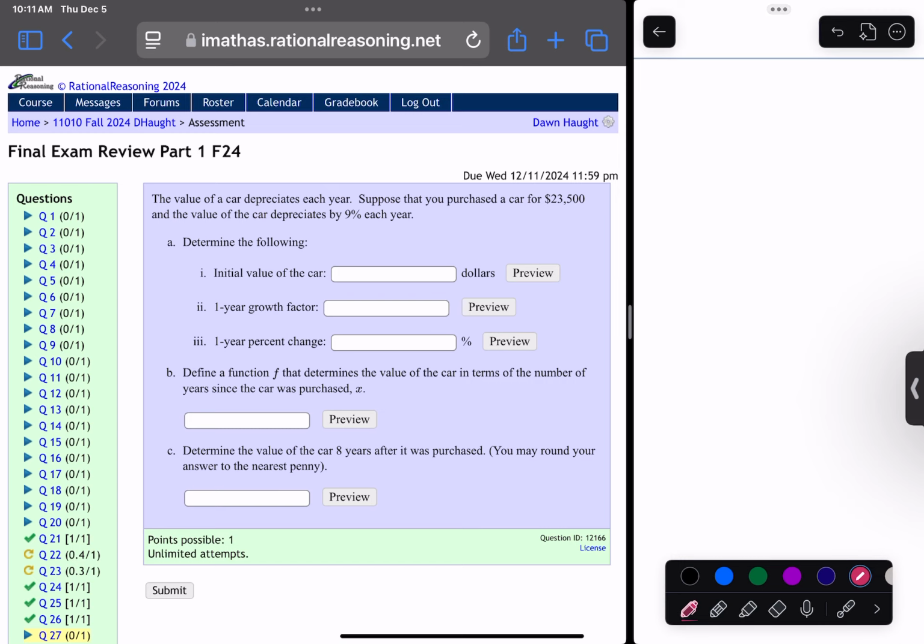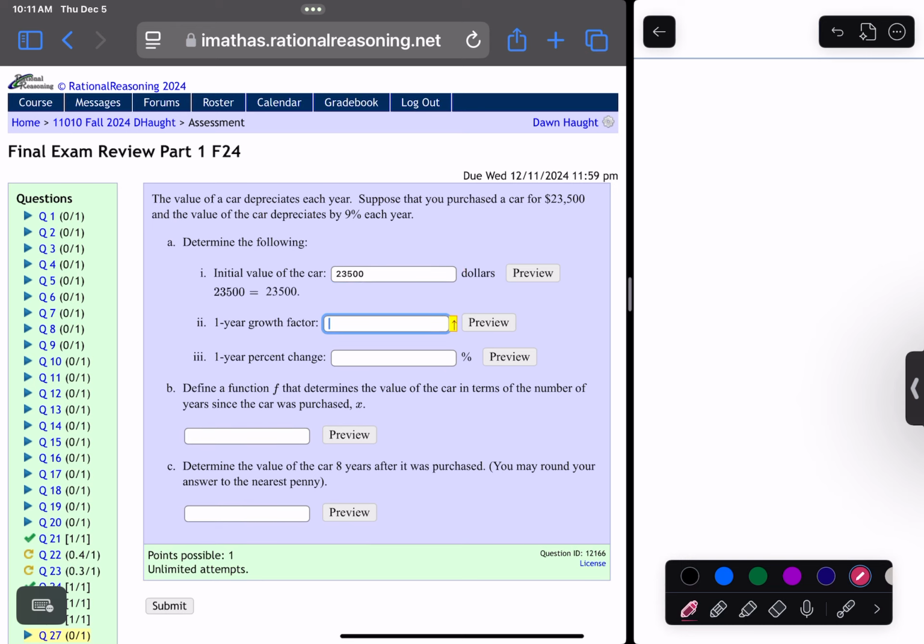Okay, the value of a car depreciates each year. So that percentage of depreciation is going to make our initial value go from 100 down by 9%. So the initial value of the car is that 23,500. The 1 year growth factor is 100% minus 9% or 91%. And so our percent change each year is negative 9%.